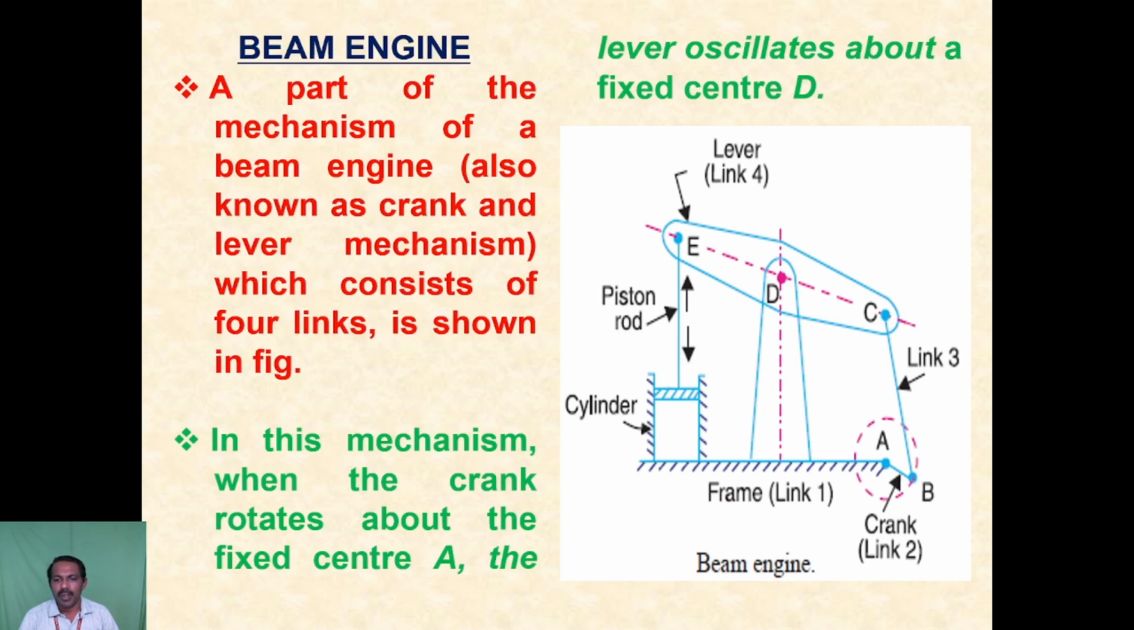Crank is link 2. The frame means there is no movement of the frame; the frame has no degree of freedom. So link 1 is the frame, link 2 is the crank, link 3 is the connecting rod, and link 4 is the lever. So there are 4 links. This is an inversion.